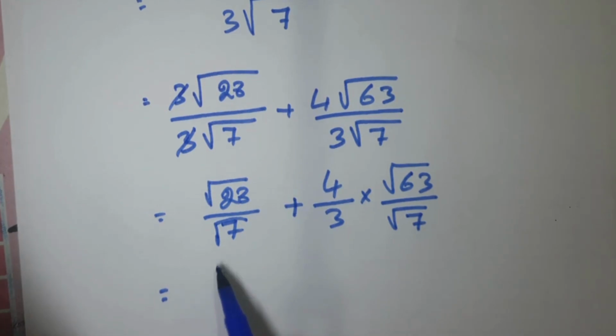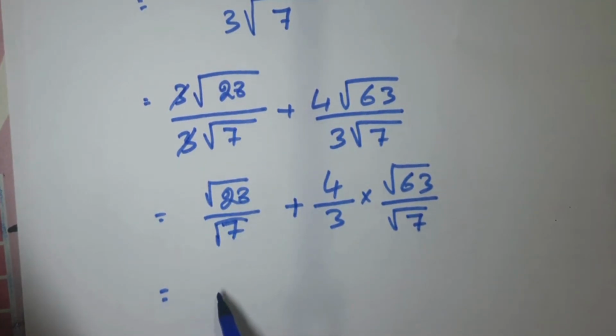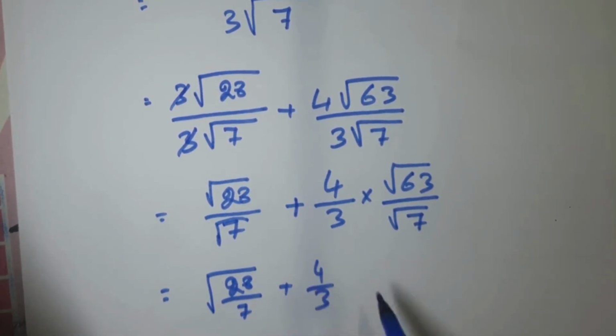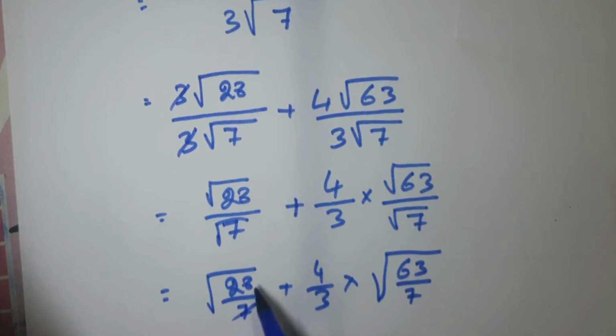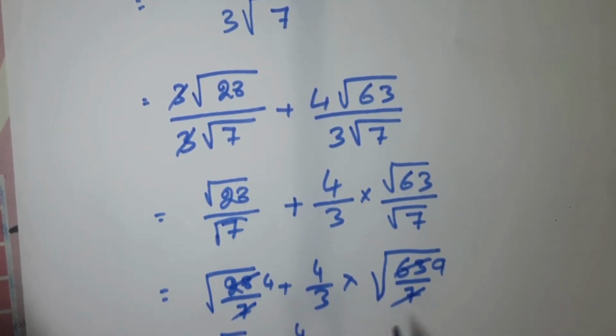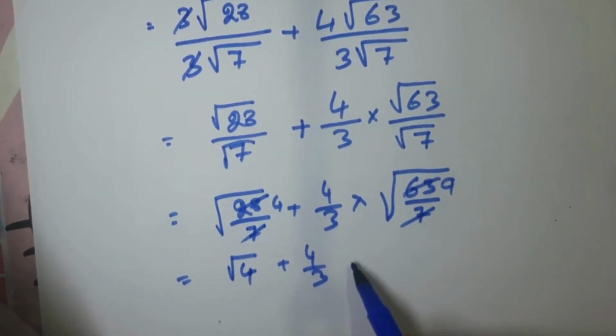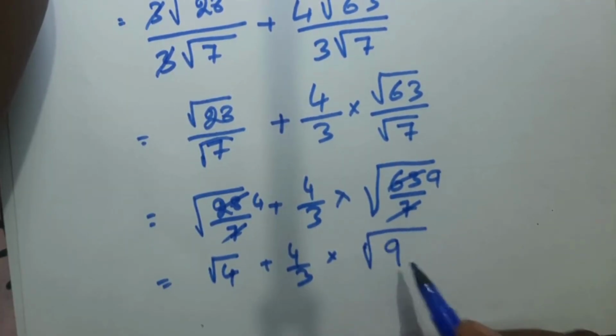Now we have a numerator and denominator, we have square root, we are making a whole square root of both. This is the square root of 28 divided by 7, plus 4 by 3 into, here also the same thing, 63 by 7. This will get cancelled, which means you have 4 times, and here 9 times. Square root of 4 plus 4 by 3 into square root of 9.